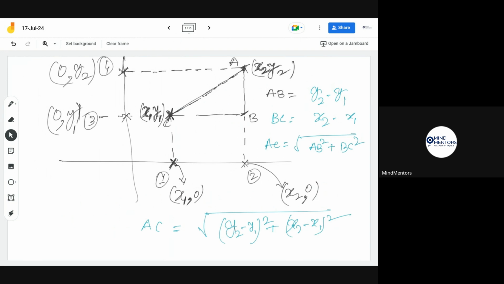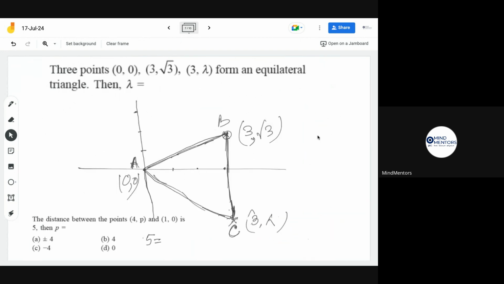All right. So if you know this, now let's look back at the problem statement given. So let's solve the bottom problem first. The distance between the points 4, P and 1, 0 is 5. Then P equals what?